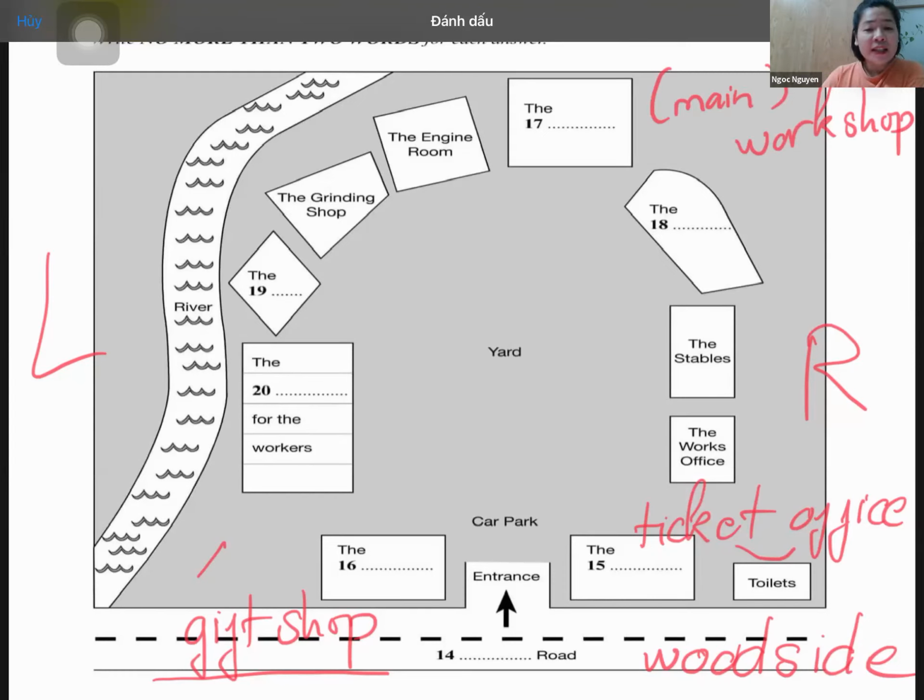And 18, I would like to hear from Hương Trang, please. Hello, Hương Trang. What is your answer for 18? 18 is the showroom. Showroom, beautiful. Thank you. We have the showroom here, and next let's move on to 19.